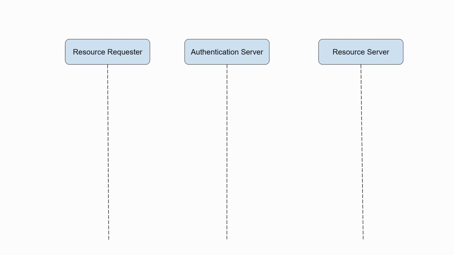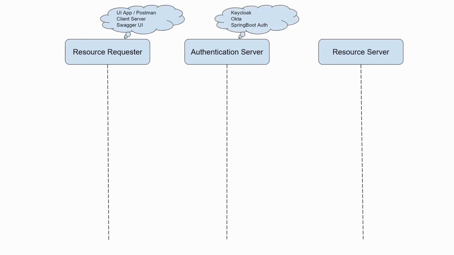We'll see only the success scenarios over here in this sequence diagram. The examples of resource requesters are a UI application, for example, an Angular application, or Postman or a client server, and also it can be a Swagger user interface. Authentication servers can be Keycloak or Okta, or you can also write your own Spring Boot authentication server. In our further videos, we will use Keycloak as the authentication server.